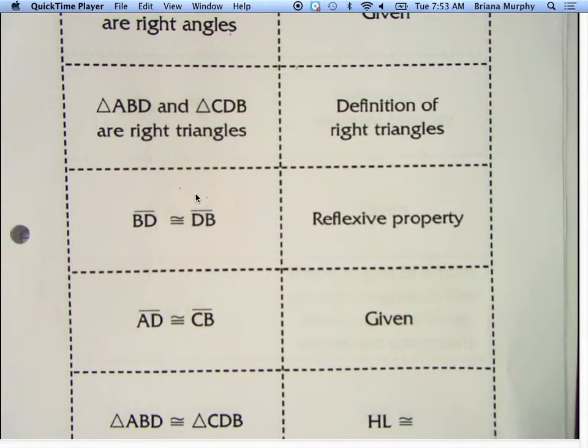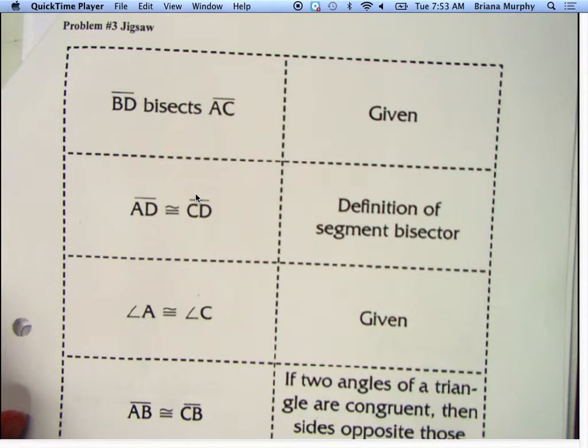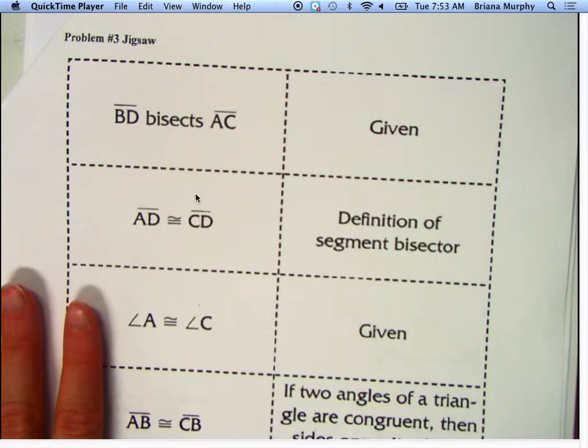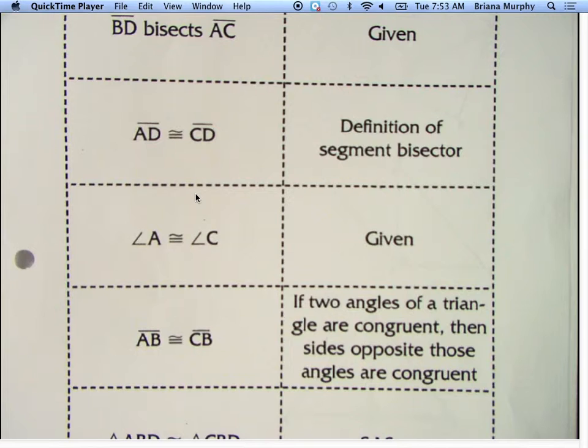Okay, let's move on to number 3. BD bisects AC, given. AD is congruent to CD by definition of segment bisectors. AC is congruent to AC by given. AB is congruent to CB if two angles of a triangle are congruent and the sides of those angles are congruent. And then the triangles are congruent by side, angle, side.